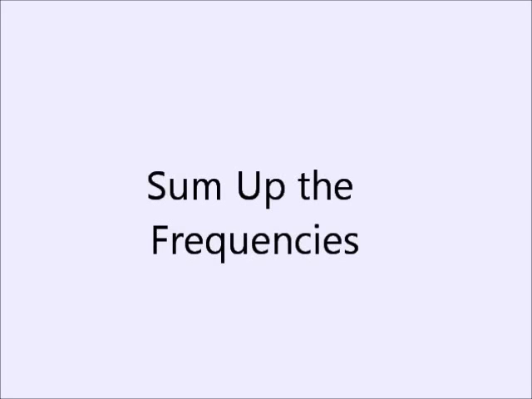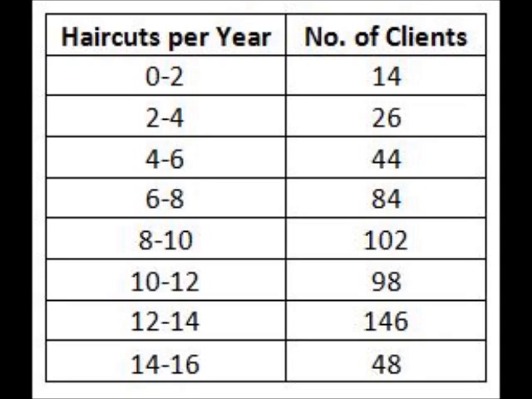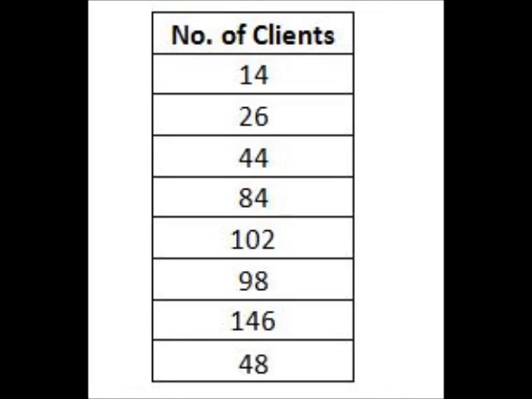Step number 1. Sum up the frequencies. In order to represent the haircuts data set in a density histogram, we have to first represent the height of each bar as a percentage of the total. That total is where the addition step comes in. We start by taking the heights of each bar and adding them all up. Do it with your calculator now and make sure you get the same sum that we have. 14 plus 26 plus 44 plus 84 plus 102 plus 98 plus 146 plus 48 equals 562.